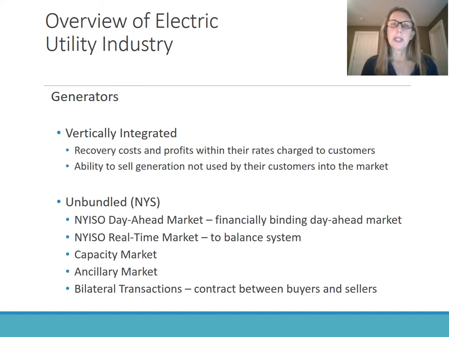So now let's talk about the generators. In states where they can have vertically integrated, where utilities are allowed to own generation, they just recover the costs and profits within the rates charged to customers. They have bundled rates, which recovers both the delivery and the commodity. They also have the ability to sell generation not used by their customers into the market. However, in New York State, we're unbundled. Generators are separate. So the markets they have, and this is a lot also that Wes will talk about, there's the NYISO day-ahead market. So it's a financially binding day-ahead market that they've been into. The NYISO real-time market, which is used to balance the system. The capacity market, the ancillary market, and bilateral transactions. Those are actually contracts between buyers and sellers. They can contract with sellers and not go through the NYISO. Everything ultimately goes through the NYISO, but the NYISO doesn't set those prices.